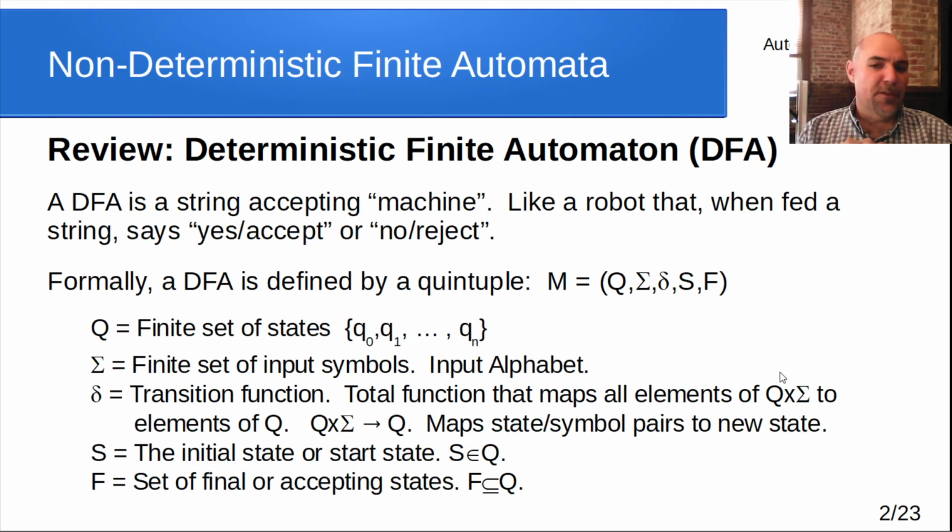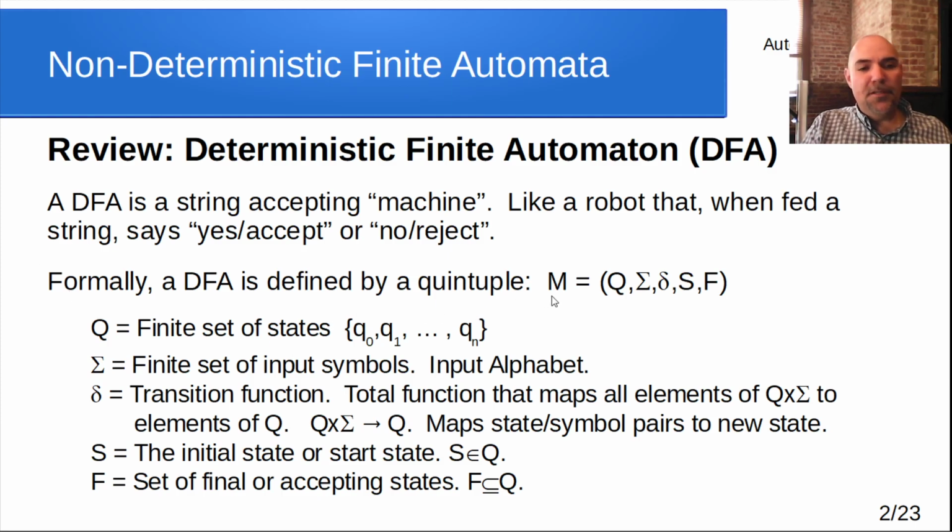Okay, first off, a review of deterministic finite automata, or DFAs. If you remember what a DFA was, it was an abstract model of a string accepting machine. In other words, you feed in a string and it either reports, yes, I accept that string, or no, I reject that string. It's like a little robot that eats strings and tells you yes, or no. That's the idea behind a DFA.